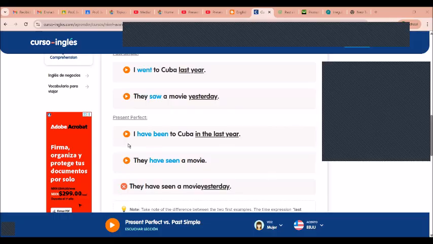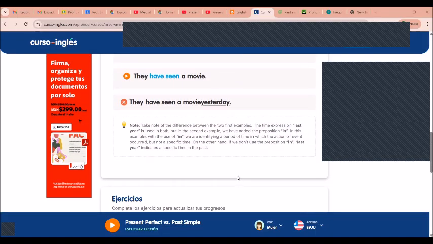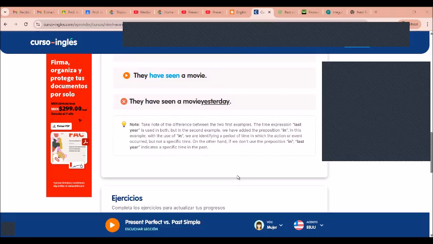I have been to Cuba in the last year. Continue. They have seen a movie. Perfect. Now, with the present perfect, do not use the time expressions associated with the past simple. Why? Because these expressions are not only in the past. The present perfect can be connected to the present.